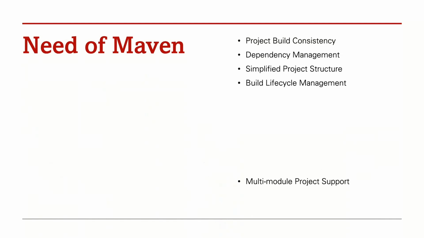Multi-module project support. Maven excels at managing projects that consist of multiple modules or components. It allows for defining parent-child relationships between modules, making it easier to manage complex projects with interdependent modules. In a later video, I will explain how to create multi-modules in your Spring Boot application.